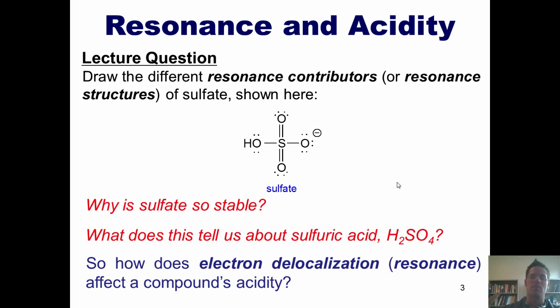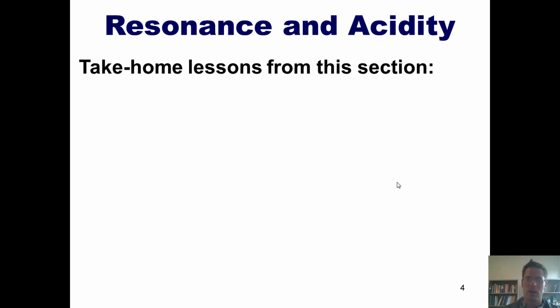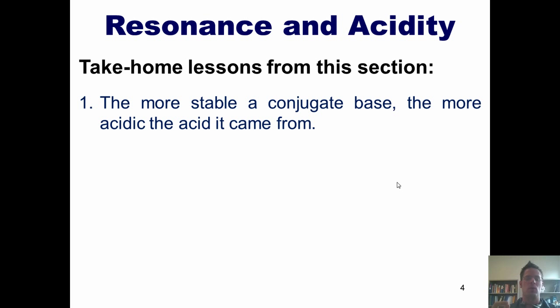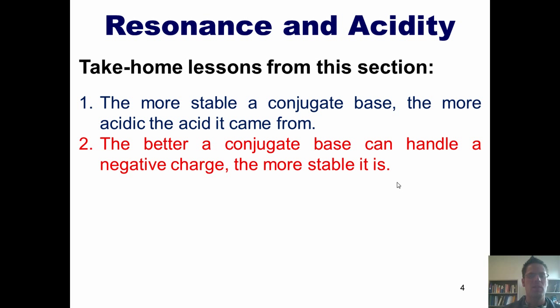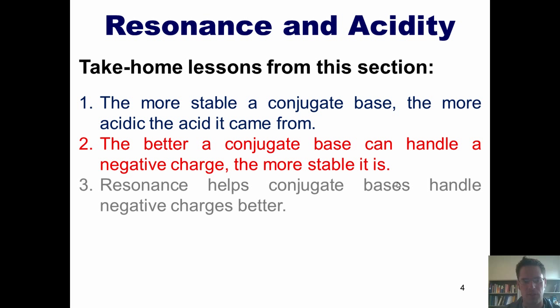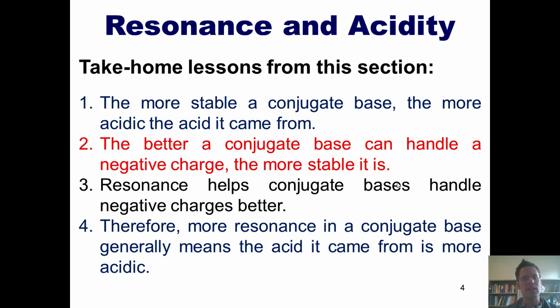And in general, that principle will hold true. The more resonance and the more stabilization we see in our base, the stronger the acid from whence it came. So what are our take-home lessons from this section? The more stable the conjugate base, the more acidic the acid it came from. The better a conjugate base can handle a negative charge, the more stable it is. Resonance helps conjugate bases handle negative charges better. Therefore, more resonance in a conjugate base generally means the acid it came from is more acidic.